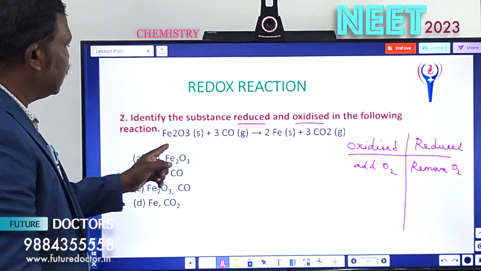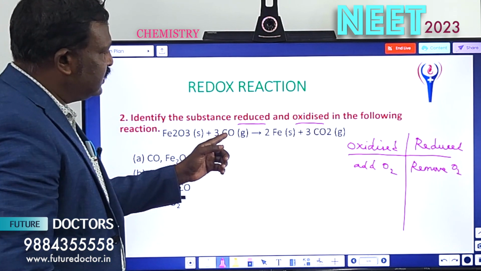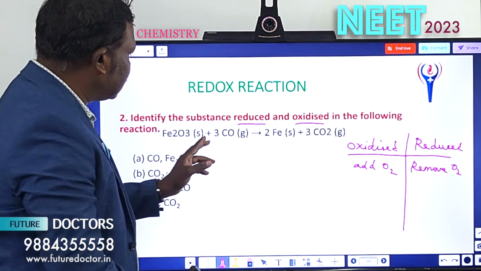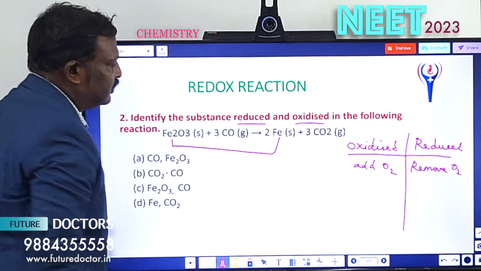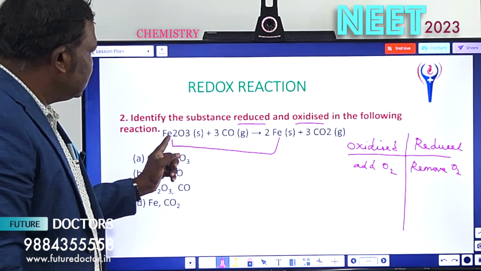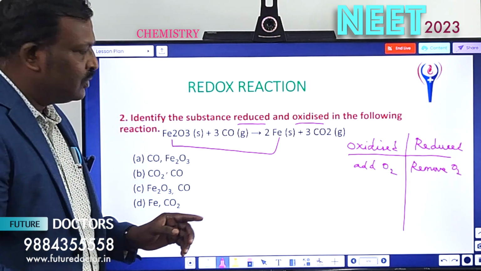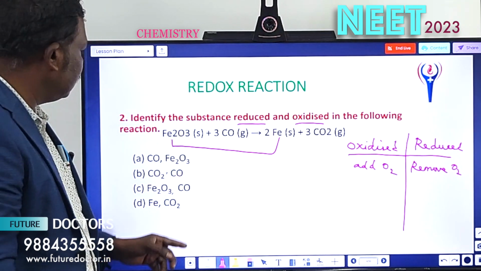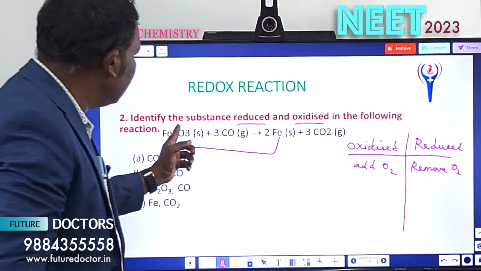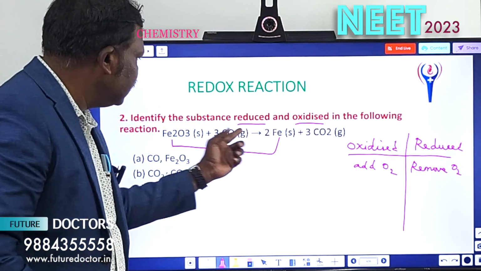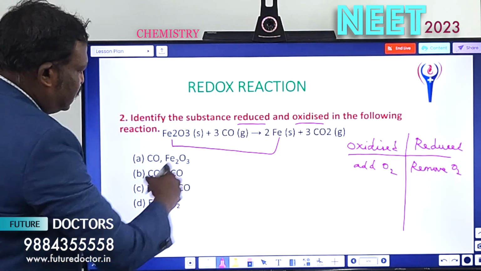So here, now just compare. The oxygen on the left hand side will be the answer, Fe2O3 or it may be CO. Don't go to the right hand side. You just compare iron compound and iron. Just compare iron and iron here. So iron(III) oxide becomes iron. Here oxygen is removed. Oxygen is removed means this is called what? Removal of oxygen. See, compare this. So Fe2O3 becomes Fe, removal of oxygen, then it's called reduced. So first, reduced.